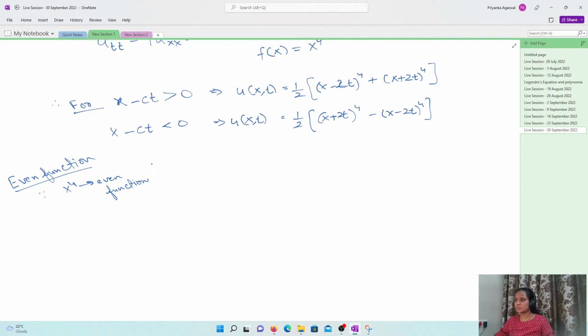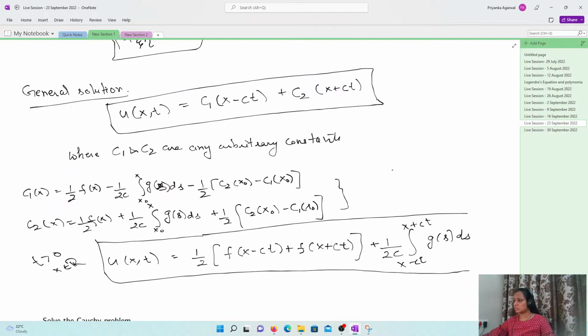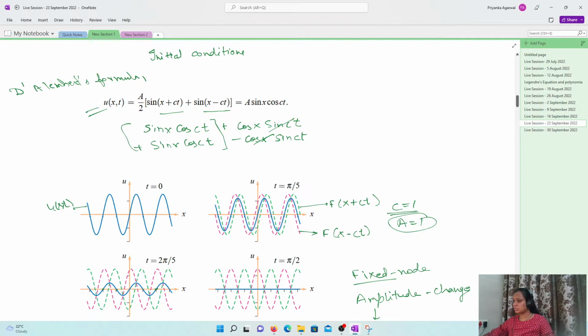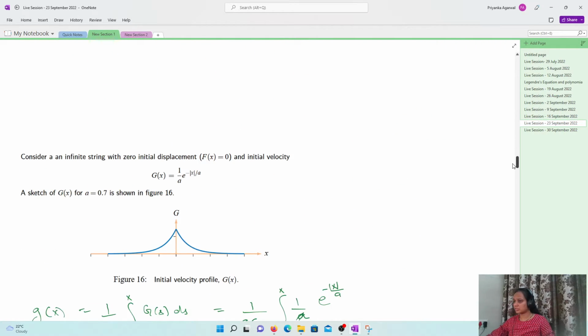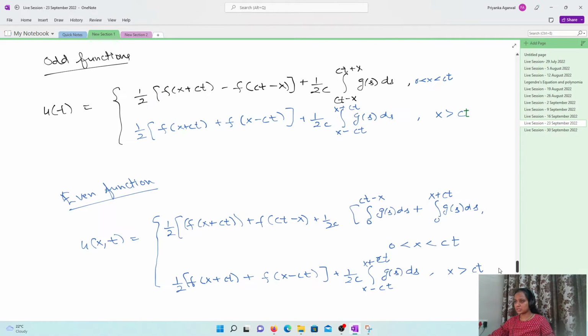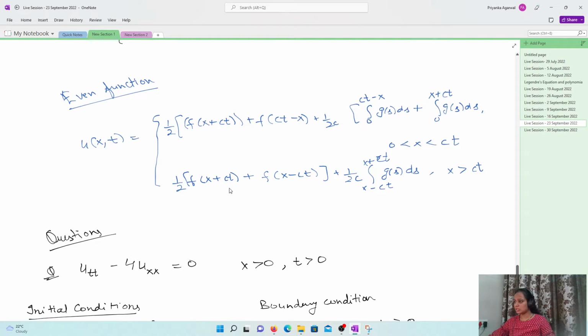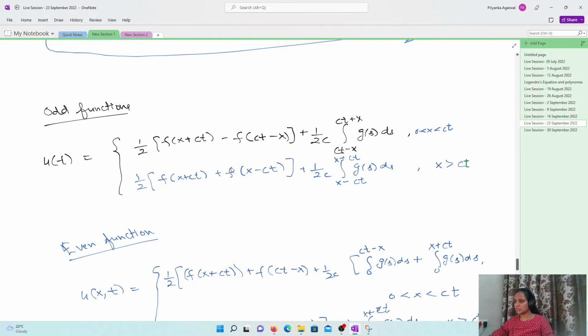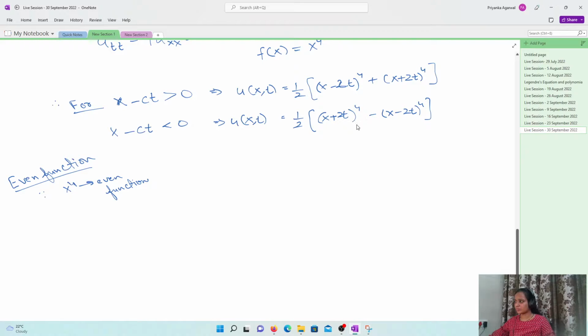These cases we have also seen in the last lecture, and I will just take you to the step where we have shown this in the last tutorial session. So if you see this, for an even function we have this form for x less than ct, and this is for x greater than ct, while we have this for the odd function. This becomes ct minus x.